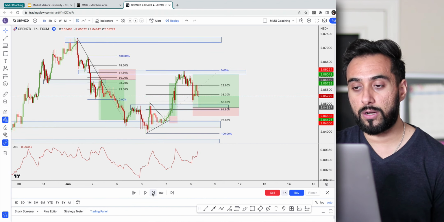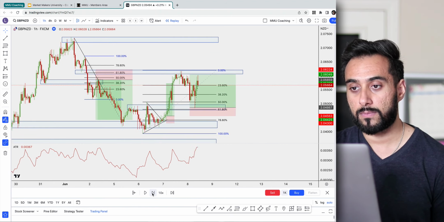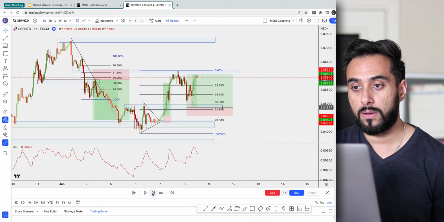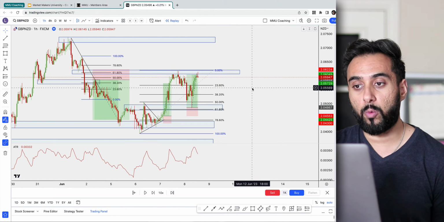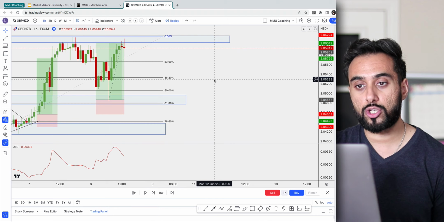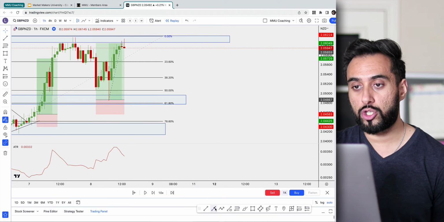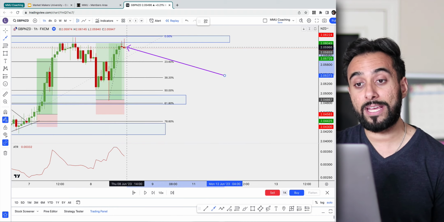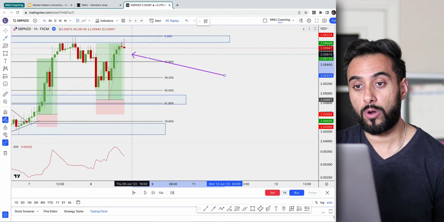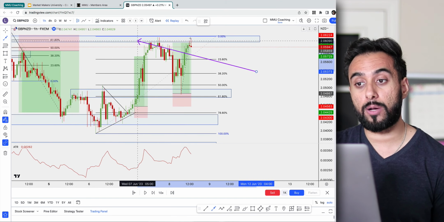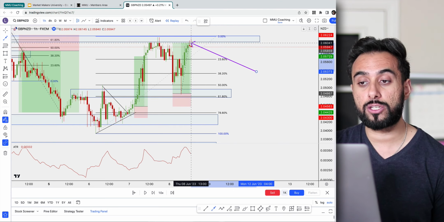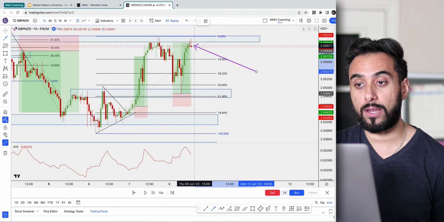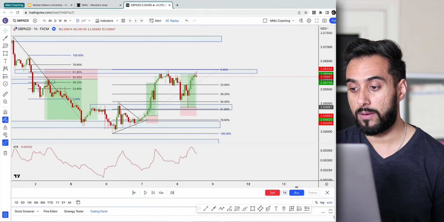Our entry got triggered. The take profit got triggered. And notice what this candle is showing. This is showing a shooting star candlestick formation at the resistance zone. So what we're looking at right now is a potential double top at a resistance zone, and we're looking at a candlestick confirmation, which is a shooting star candle. So we can actually enter a sell.